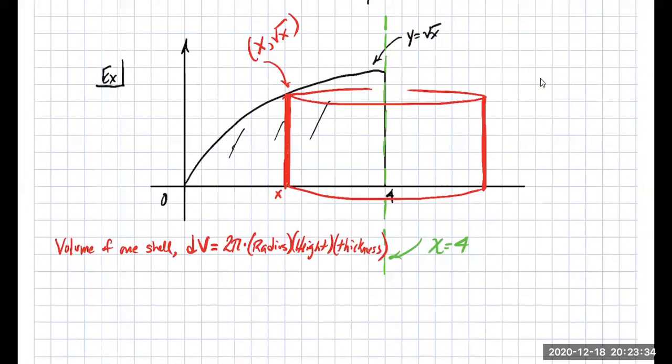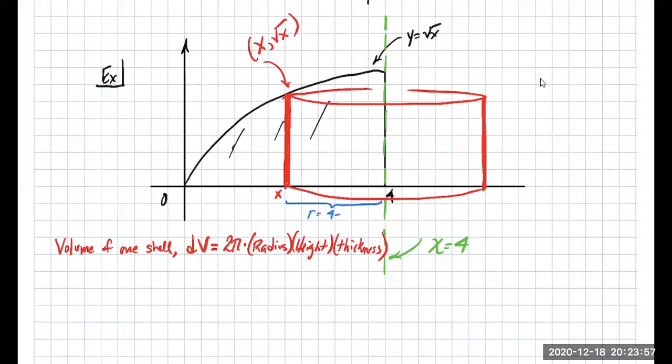All right, let's see. Here's the radius right here. Let me use a different color. This horizontal distance right here, that's your radius. Gang, what is that horizontal distance? Yeah, good. It's 4 minus x. The radius is 4 minus x.